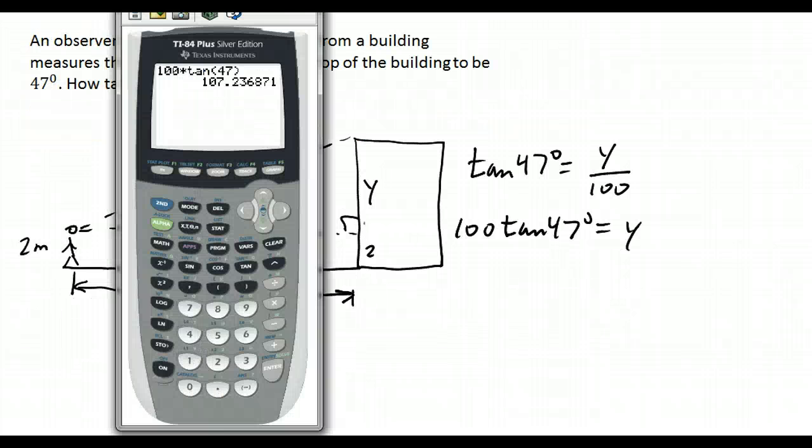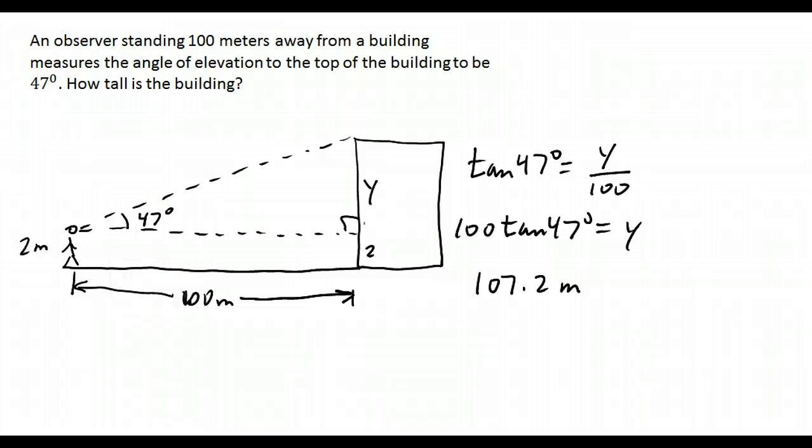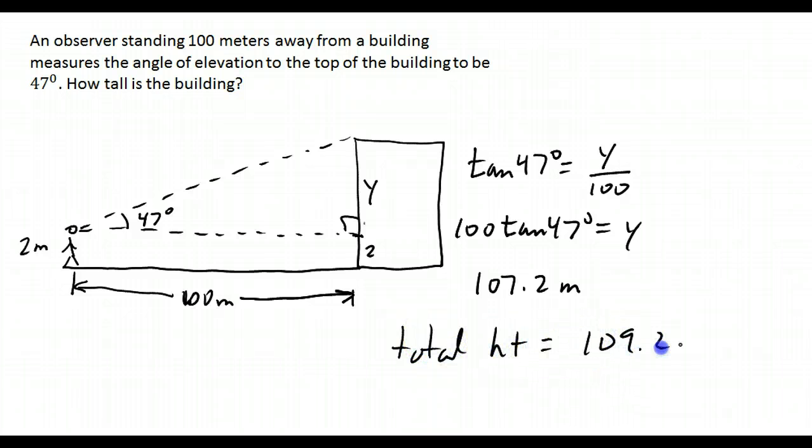Let's get our calculator up, and let's make sure that we're in degree mode. We are. So I just go 100 tangent 47, and we get 107 meters. And don't forget that we need to add on this 2 meters right here. So the total height is 109.2 meters.